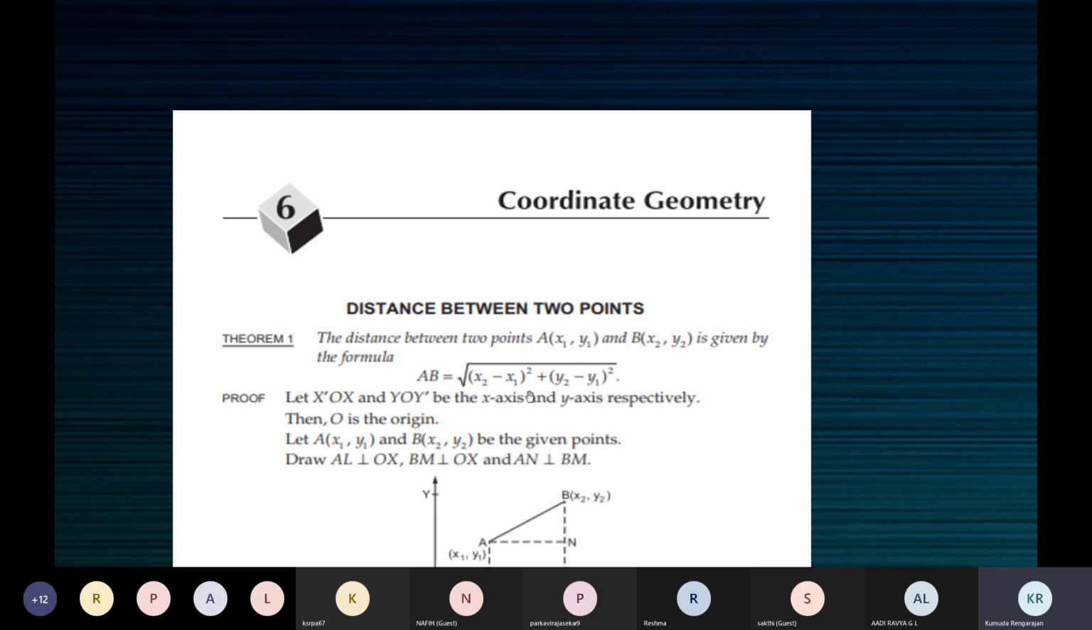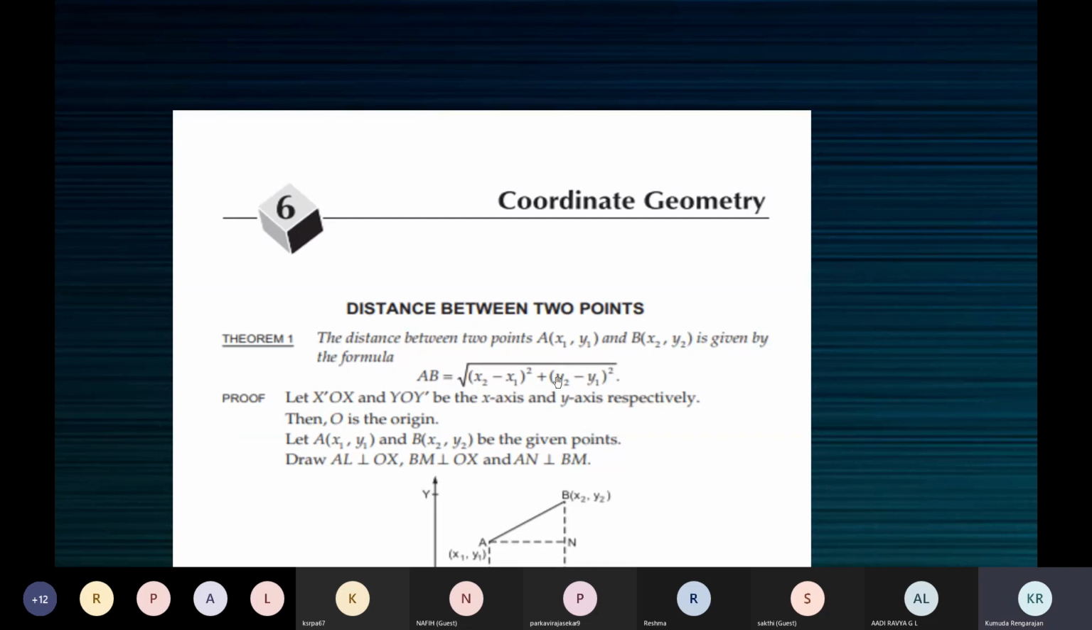So you can find the difference in any order. You can write x2 minus x1 the whole square or x1 minus x2 the whole square. The result is the same. Here you can write y2 minus y1 the whole square or y1 minus y2 the whole square.